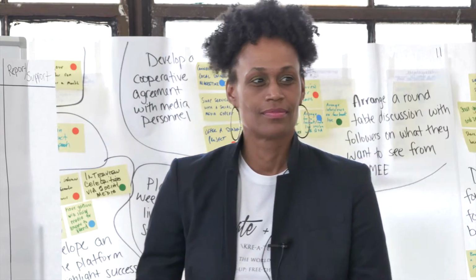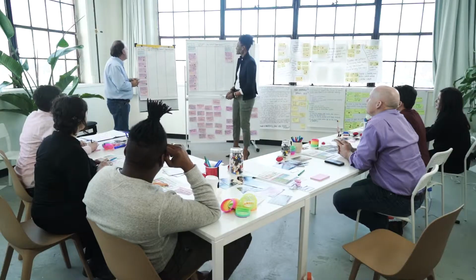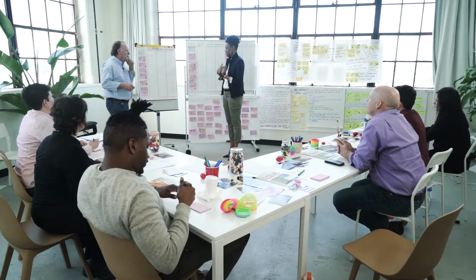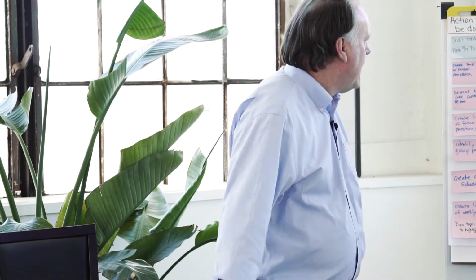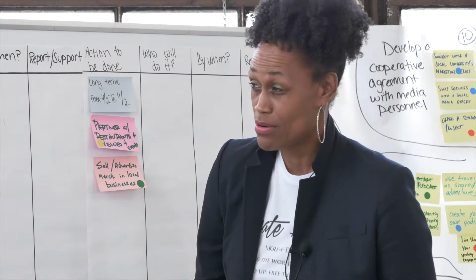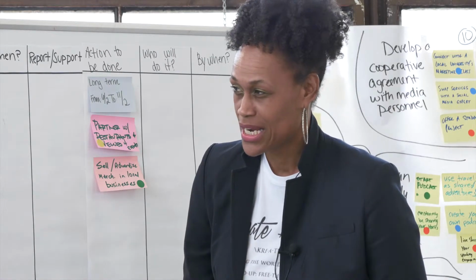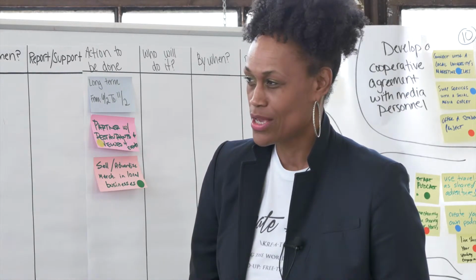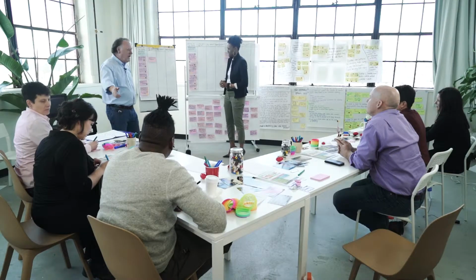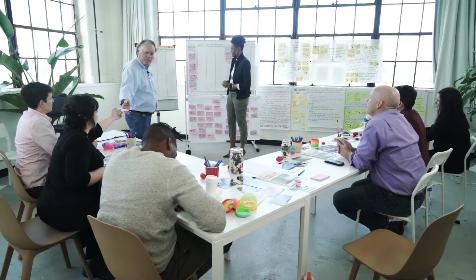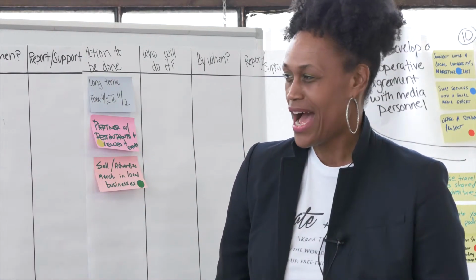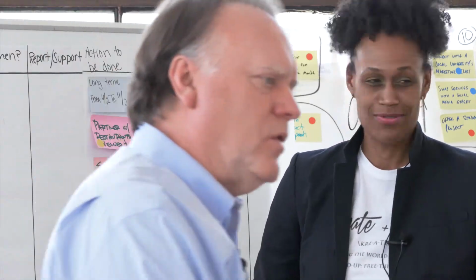So short term is from 2/17 to 3/31. Share your plan with friends and get feedback. Who's going to do that? Tamara. Okay. By when within this time frame, 2/17 to 3/31? I would say March 15th. So 3/15. And who do you need to report to or get some support from? I'll say Nicole. Okay, Nicole. Great.